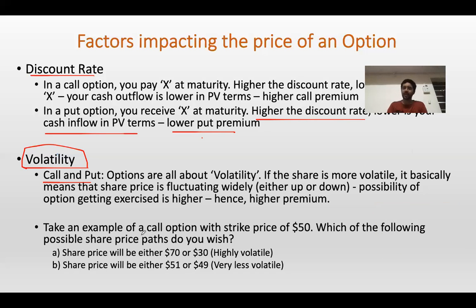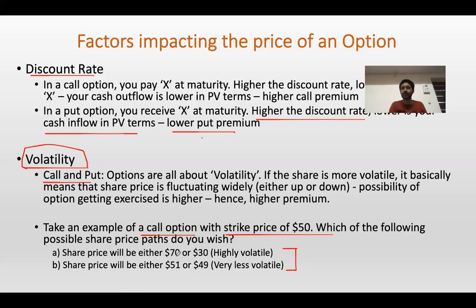Okay, let's say we have one call option with a strike price of $50. I am telling you that there are two possible future share prices. Let's take the first one. I'm saying that the share price in the first scenario can either be 70 or it can be 30. The current share price is 50. It can either go from 50 to 70 or it can fall from 50 to 30.